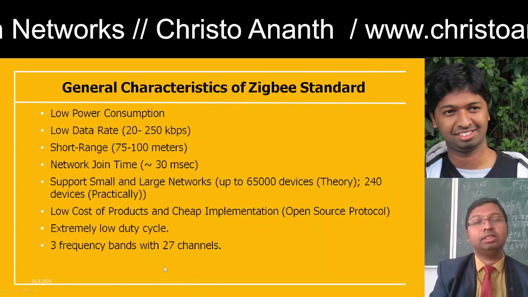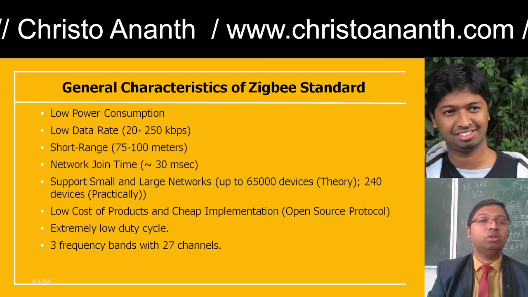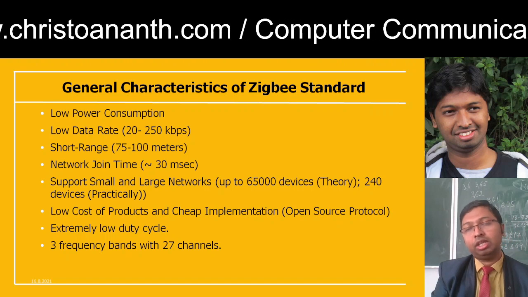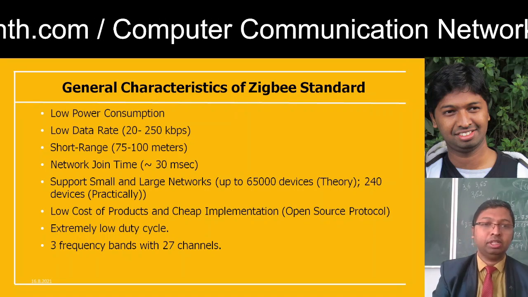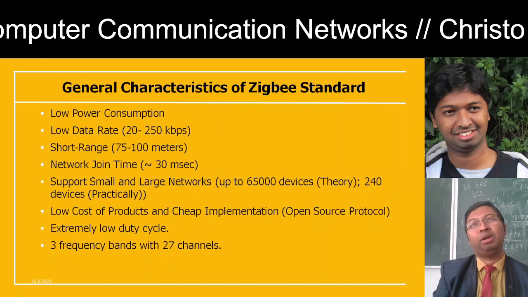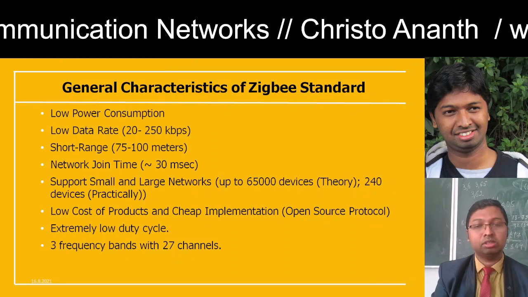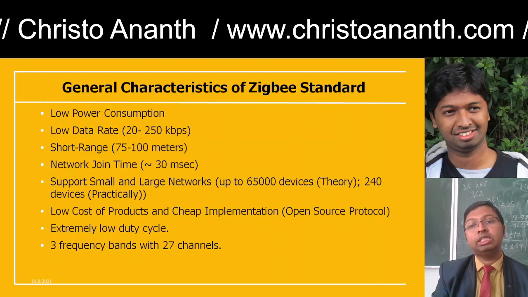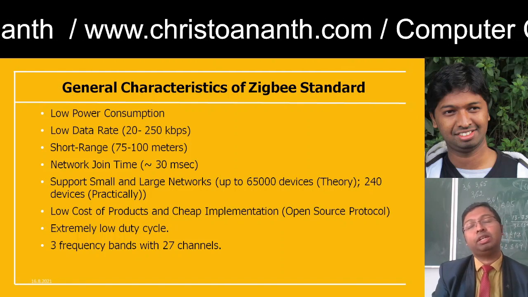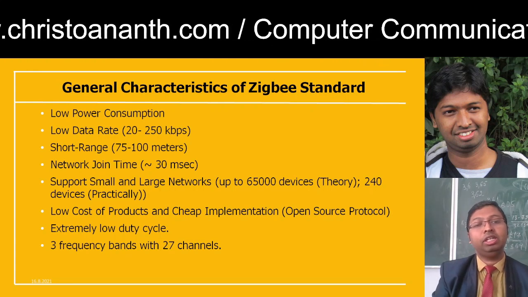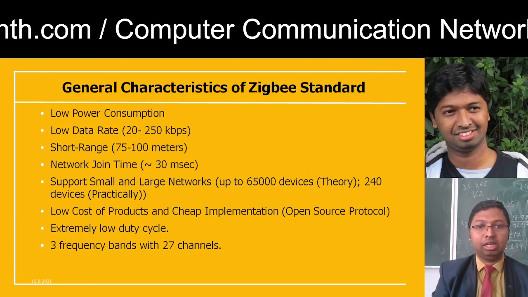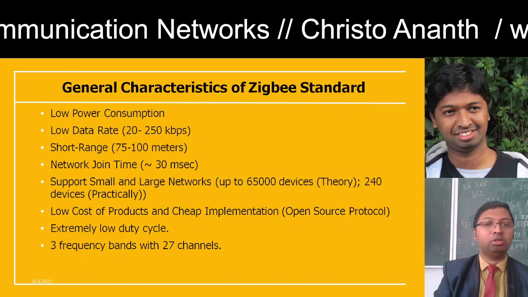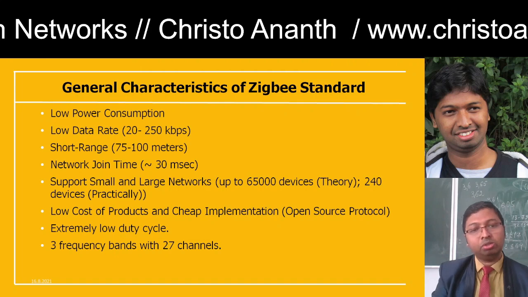So these are the characteristics. Power consumption is very low. Data rate is around 20 to 250 kbps. Short range communication of 75 to 100 meters. Network join time is approximately 30 milliseconds, and it supports small as well as large networks, up to 65,000 devices, but practically it can connect only 240 devices. Then low cost of the products and cheap implementation. It's an open source protocol with an extremely low duty cycle.